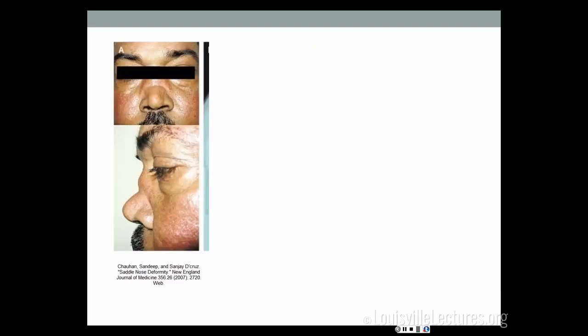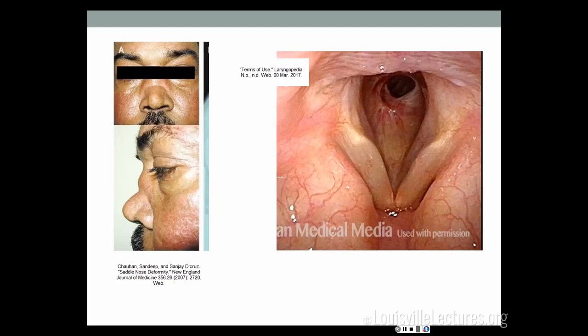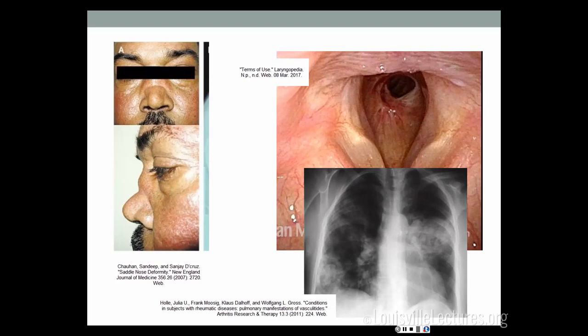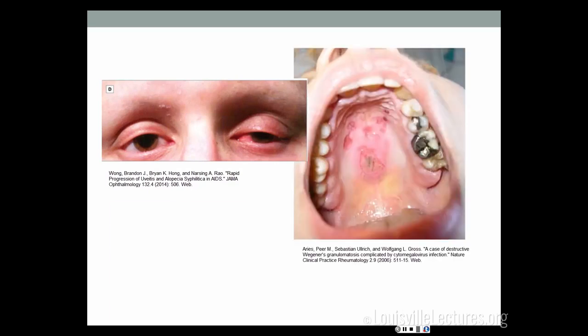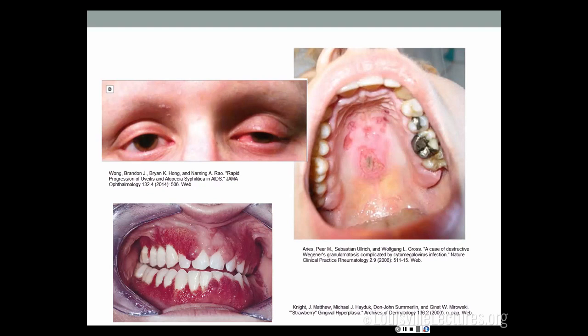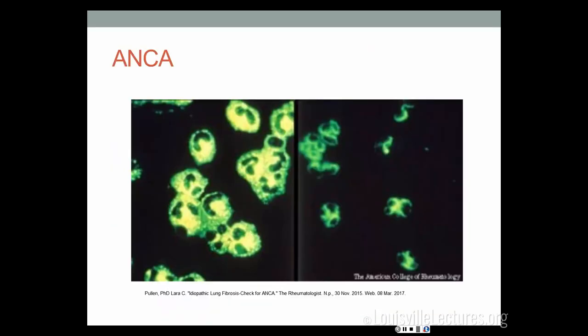So upper airway, this is tracheal stenosis, and then nodular, sometimes cavitating nodules on X-ray. Eye involvement is not uncommon. This is one of the only diseases that can give you a pan-uveitis. Any layer of the eye can be involved in Wegener's. Nasty, nasty stuff.